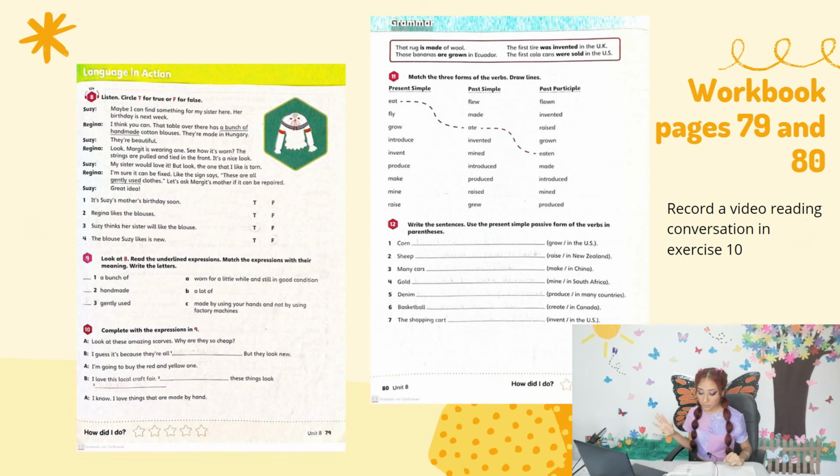No lo olvidemos. Don't forget also to send your video reading conversation in exercise 10. Of course, it needs to be completed. Ya que hayas completado esto, lo vas a leer. You can ask someone from your family to help you to read this, or you can do it just by your own. Puede ser ambas personas. Just send your video, try to practice it, and that's going to be fine. Write your name in each page and today's date, and that's it.